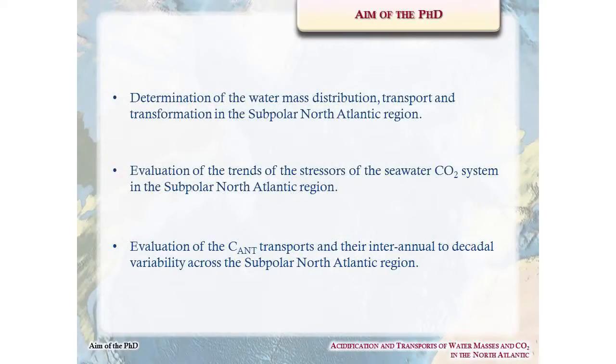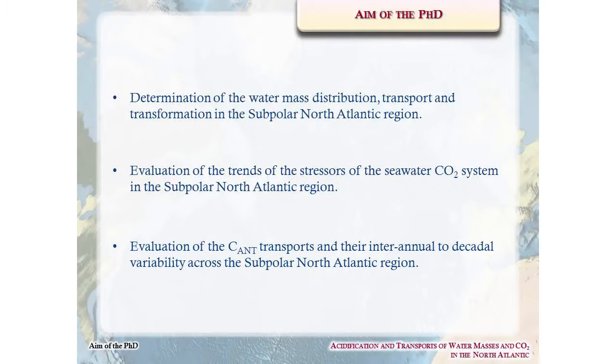For all these reasons we exposed, we decided to accomplish three main goals in this thesis. The first one is to determine the water mass distribution, transports, and transformations in the subpolar North Atlantic. The second one is to evaluate the trends of the stressors of the seawater CO2 system in the subpolar North Atlantic. And the third one was to evaluate the transport of anthropogenic CO2 and their interannual to decadal variability across the subpolar North Atlantic region.